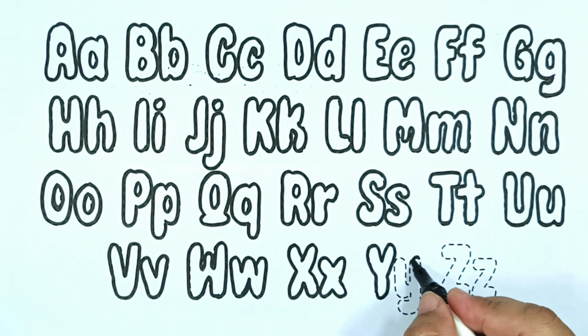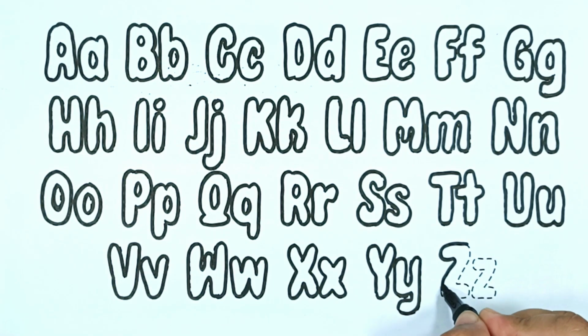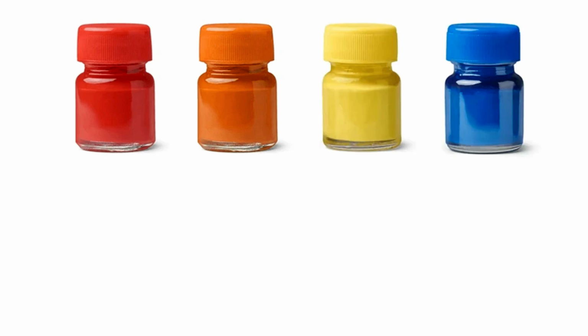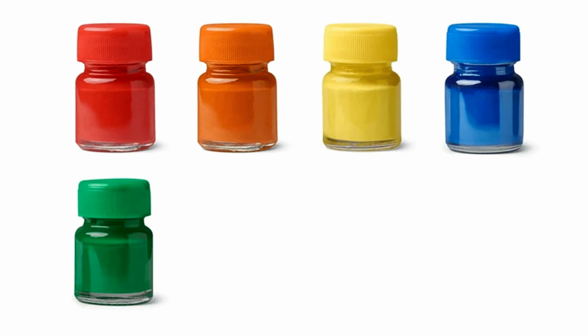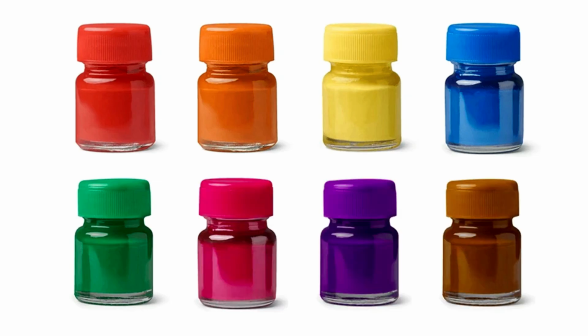Y. Y for yacht. Z. Z for zebra. Let's learn some color names. Red color. Orange color. Yellow color. Blue color. Green color. Pink color. Purple color. Brown color.